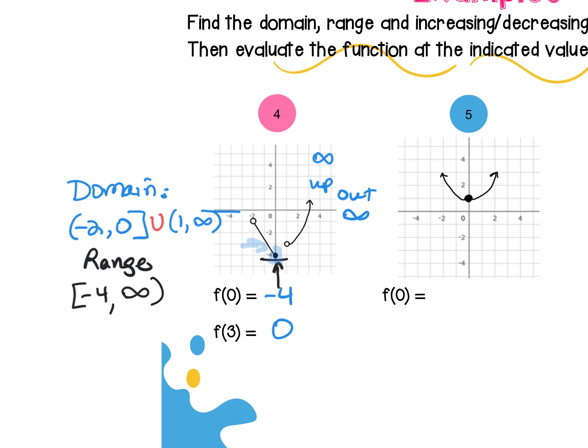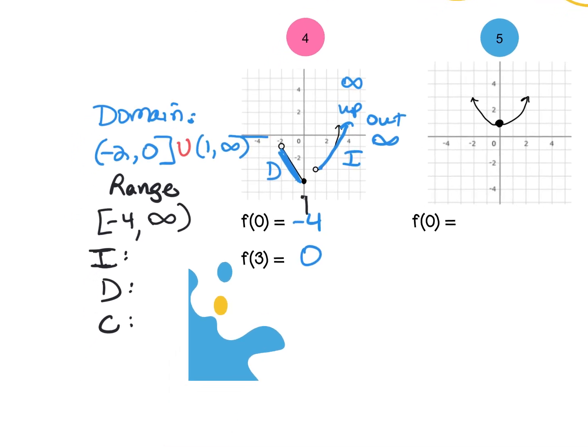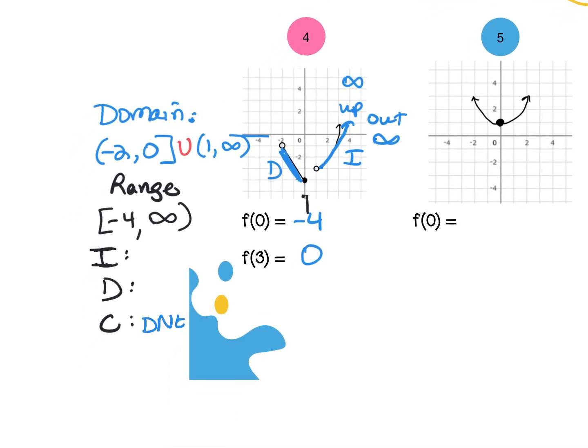Okay, now we're going to do our increasing, our decreasing, and our constant. I'm just going to put capital I, capital D, capital C. All right, so let me go ahead and get rid of some of this. So again, this piece of the graph looks like it's falling from left to right. So that'll be my decreasing. And then this one, it's going up. So it's the increasing piece. Again, no constant here. So the constant does not exist. The increasing piece is from 1 to infinity. And the decreasing piece is from -2 to 0.